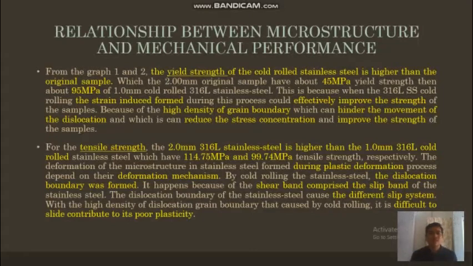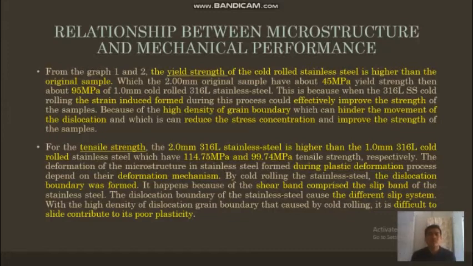Relationship between microstructure and mechanical performance. We can see from graph 1 and 2, the yield strength of the cold rolled stainless steel is higher than the original sample. By the calculation, the cold rolled stainless steel yield strength gets 95 megapascal and the original sample gets 45 megapascal.